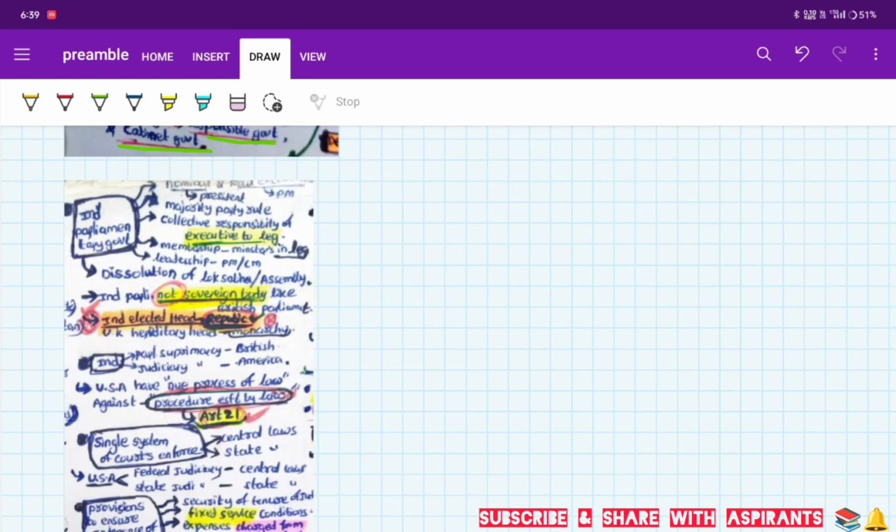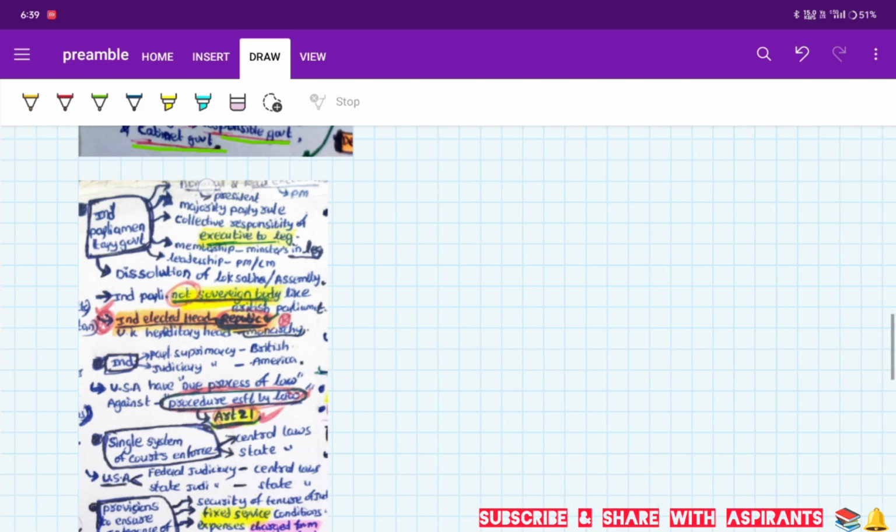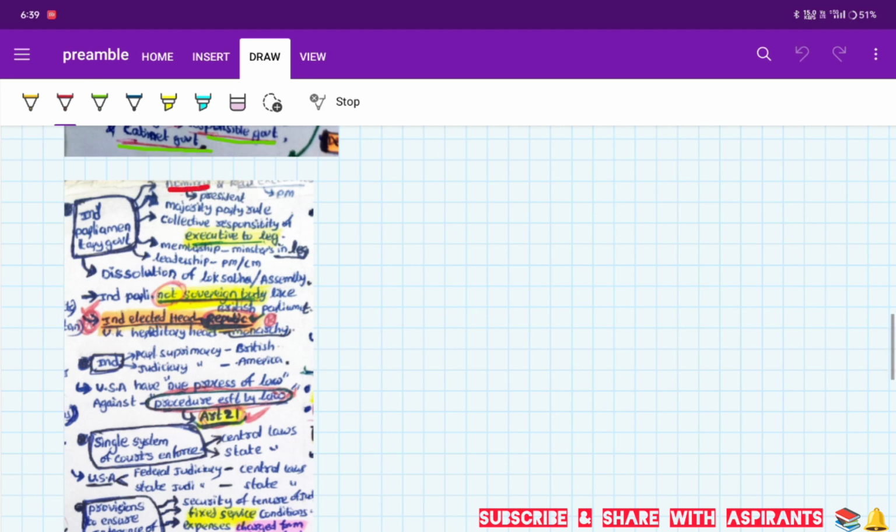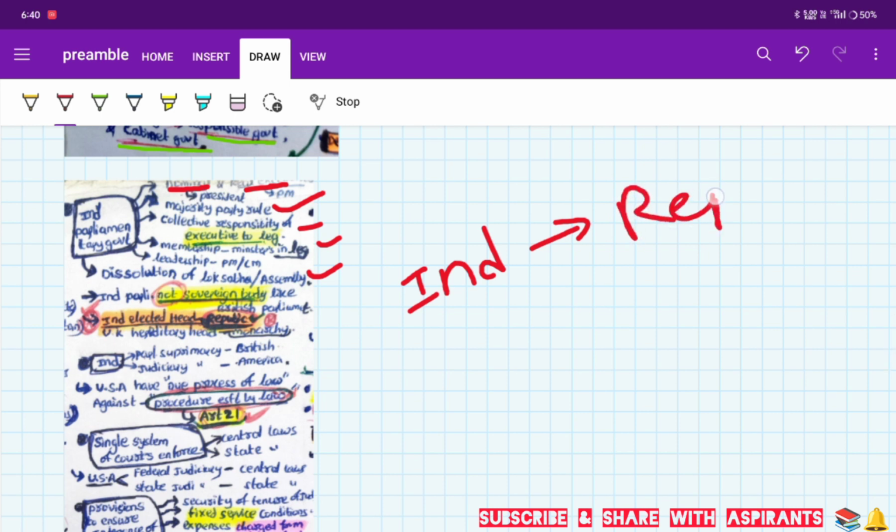Just have a glance at the Indian form of parliamentary government. In this, the nominal head is the President. The real head of the executive is the Prime Minister, with majority party rule, collective responsibility of the executive, legislature membership of ministers, leadership of CM and PM, and dissolution of Lok Sabha and assemblies. In India, the head of the state is elected by the people, hence we call it a republic. In the UK, the head of the state is a hereditary head, so it is called a monarchy.